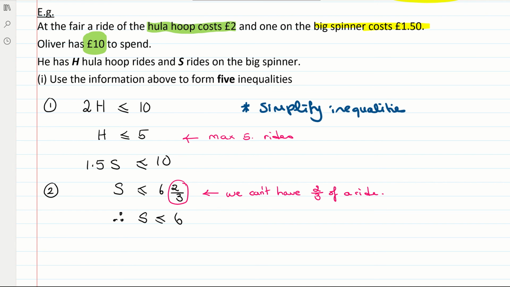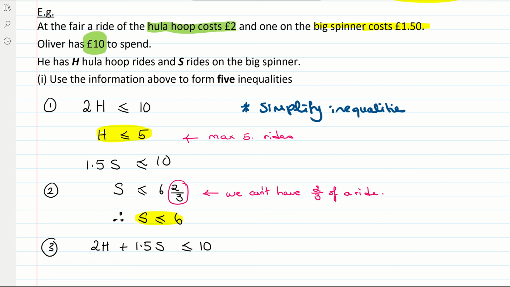And then, so that's if he only does hula hoop rides, he can have up to 5 rides. If he only does big spinner rides, he can have up to 6 rides. However, he can also mix and match. He can have some hula hoop and some spinner. The hula hoop is for £2. The big spinner is for £1.50, and still he cannot spend any more than £10.